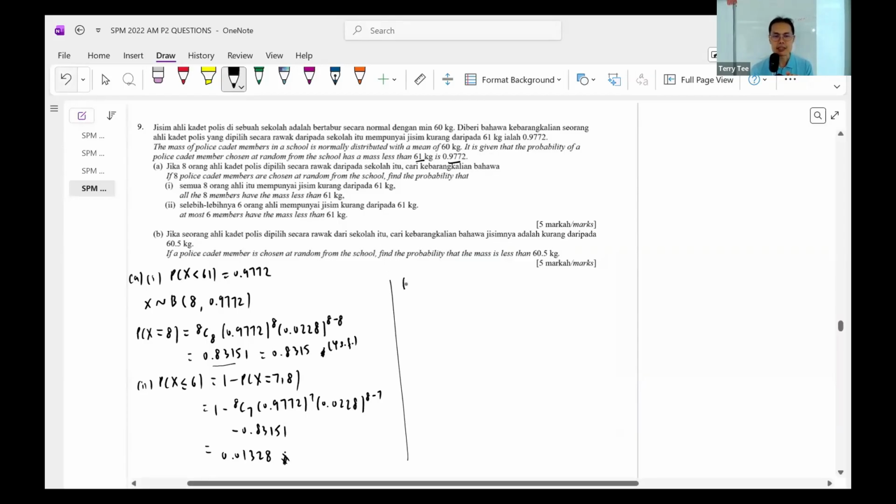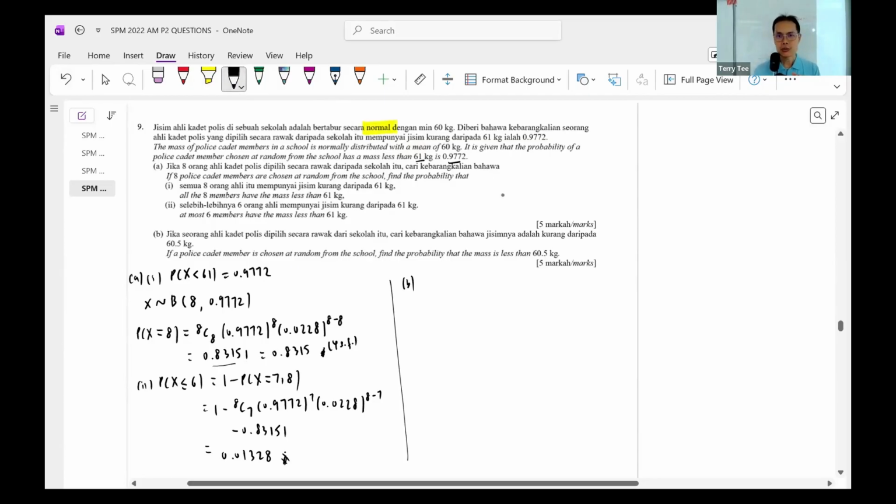Okay, part B is a normal distribution. So now a police cadet member is chosen at random from the school. Find the probability the mass is less than 60.5. This one is a bit confusing for some people, because in the past in SPM, they normally don't combine binomial and normal together like this. Usually they'll separate two cases, but here they combine them. Some people still think this is binomial, but no, the question already mentioned that the mass is normal, right?